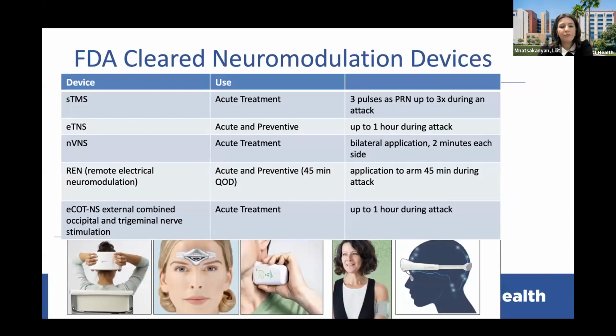An additional emerging group of therapies that are non-pharmacological, which received FDA clearance anywhere between 2017 and 2021, are a number of neuromodulation devices. These are transcranial magnetic stimulation, trigeminal nerve stimulation, vagal nerve stimulation, remote electrical neuromodulation, and combined external occipital and trigeminal nerve stimulation. All of these have received approval for acute migraine attack, and TNS, trigeminal nerve stimulation, and remote electrical neuromodulation have received approval also for preventive therapies.